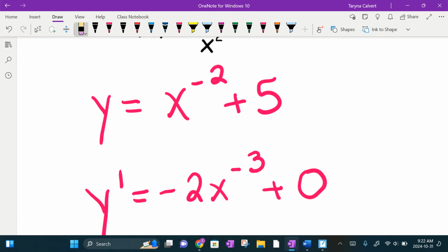Y equals 5. Do you guys all agree it is a horizontal line? Yes. Because the derivative function is your slope function, what's the slope of a horizontal line? 0. Hence, this is our derivative function. So the slope function of y equals 5 is 0. You wanted to do algebra behind it.